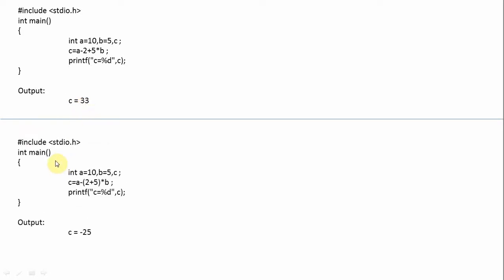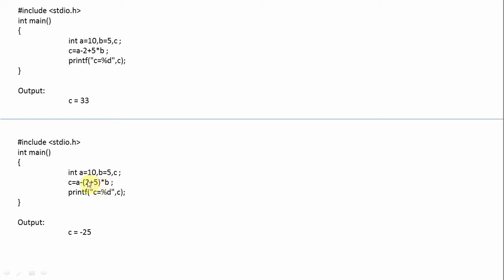Now in the second example, I have again taken three variables, namely A, B and C. Value of A is 10, that of B is 5. Now I am going to write down an expression A minus 2 plus 5 into B, but see carefully, I have enclosed 2 plus 5 in parentheses, and as you people know, parentheses, that is round brackets, have got the highest precedence. So in this case, multiplication operator will not be evaluated first because 2 plus 5 sub-expression is enclosed within brackets.